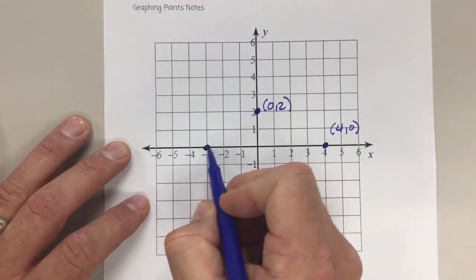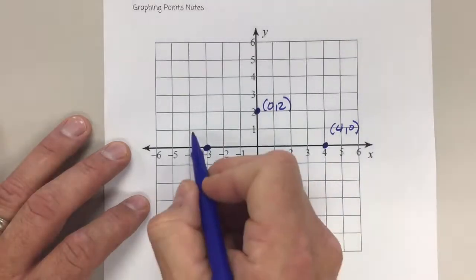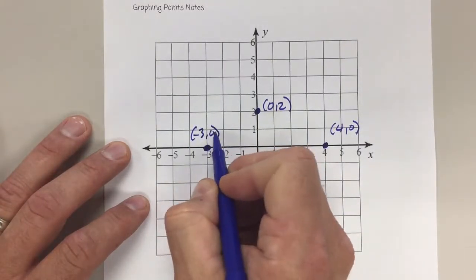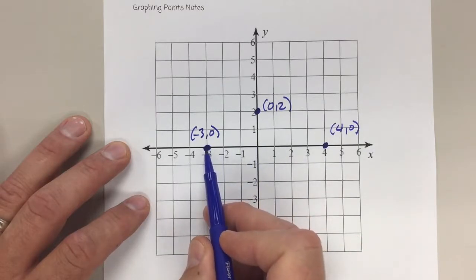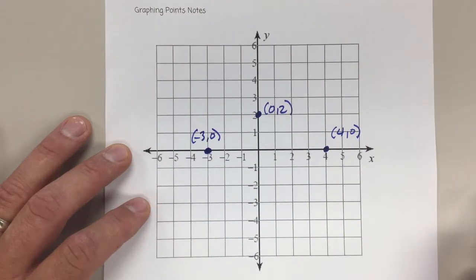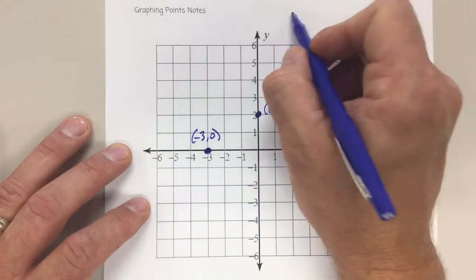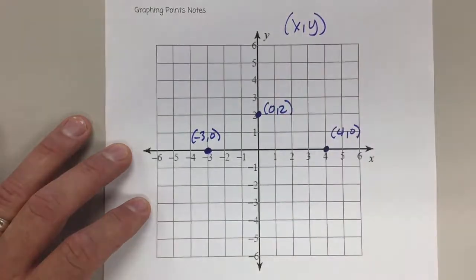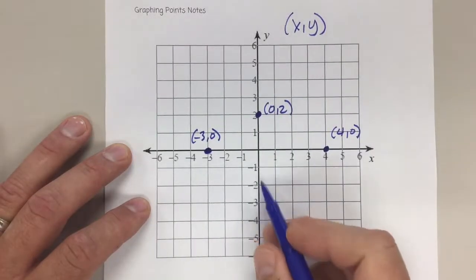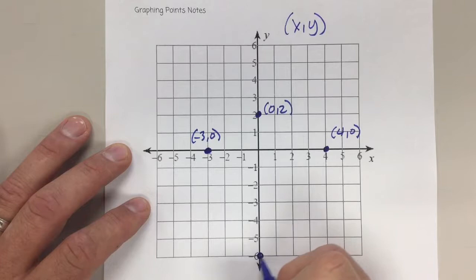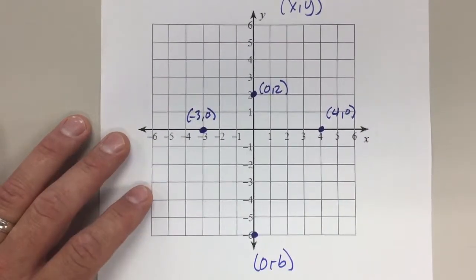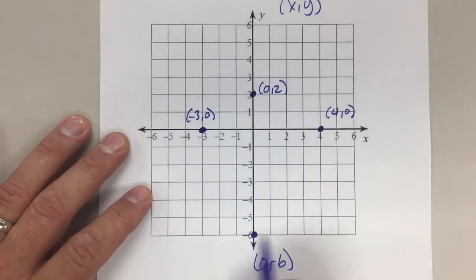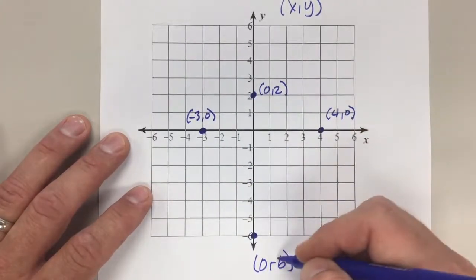This point on the x-axis is at negative 3, 0, because I go negative 3 in the x direction first, and then I go up 0. Remember that all points go in the order x, y. On the lower y-axis, I'll do this point, which would be 0, negative 6, because I go 0 in the x direction and then straight down 6.